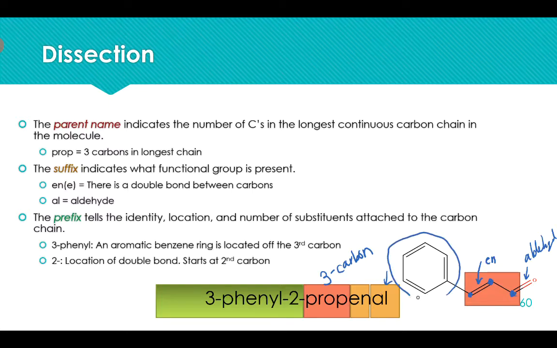This is the substituent on that 3 carbon long chain, and so that gets thrown into the prefix. This tells us that we have that phenyl group bonded to the 3rd carbon away from the aldehyde. This too indicates the location of the double bond, because the double bond started on location 2.